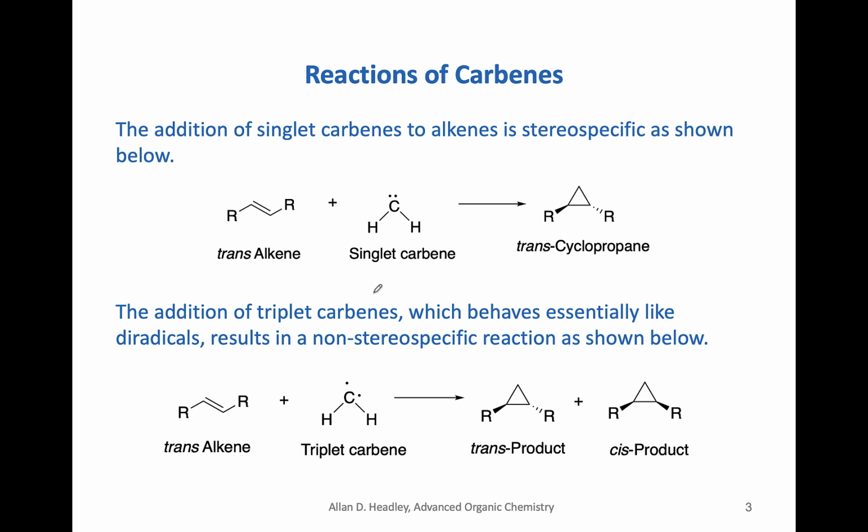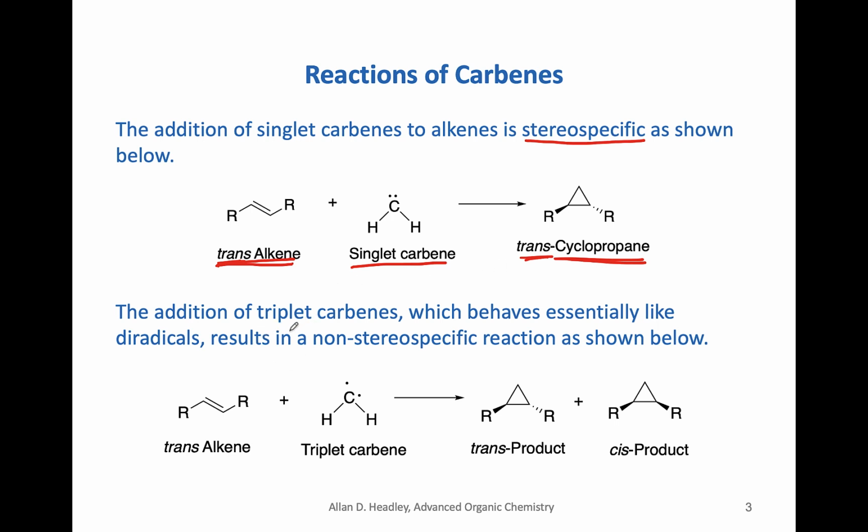Here is a little more detail about that type of reaction. We have a trans alkene, we have a singlet carbene, we have a trans cyclopropane. This type of reaction is called stereospecific because it takes a specific stereoisomer as a reactant, and it gives a specific stereoisomer as the product, the trans. So it goes from trans to trans.